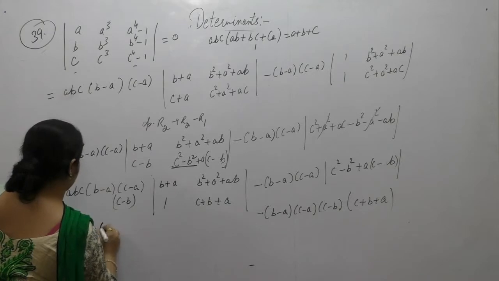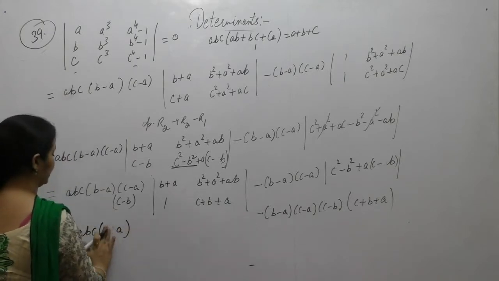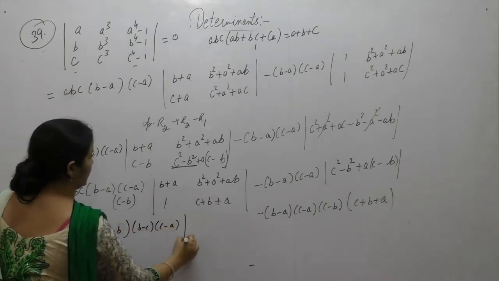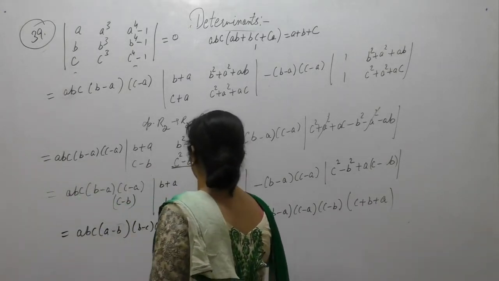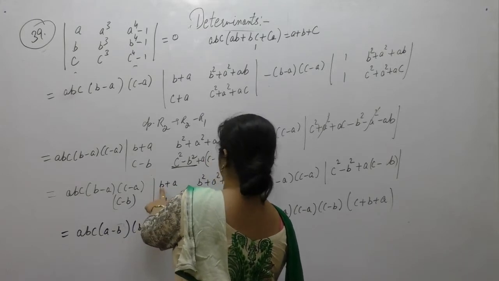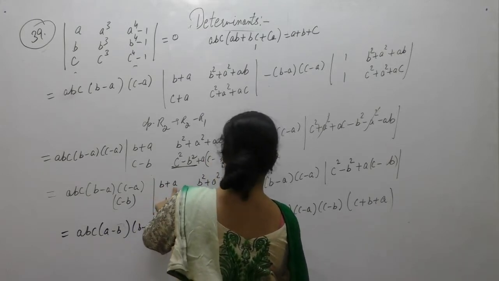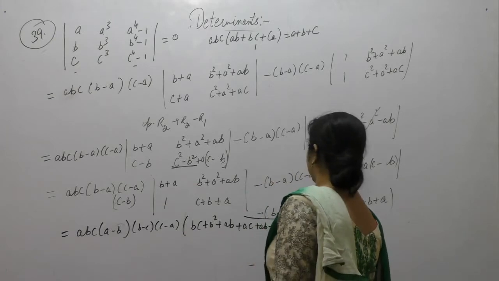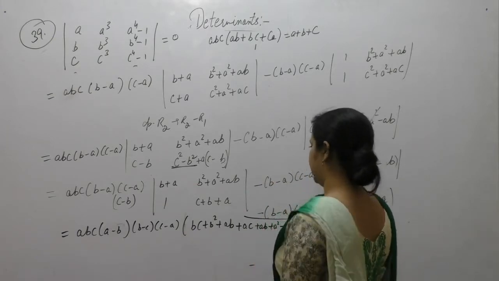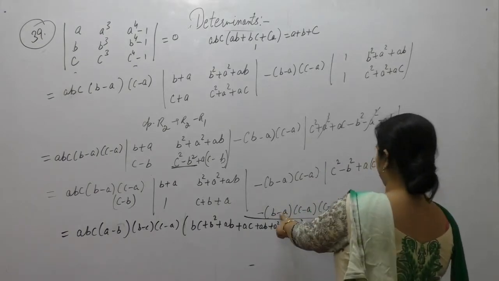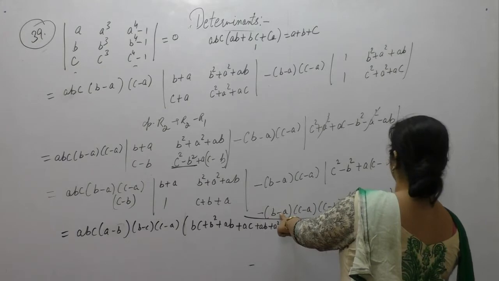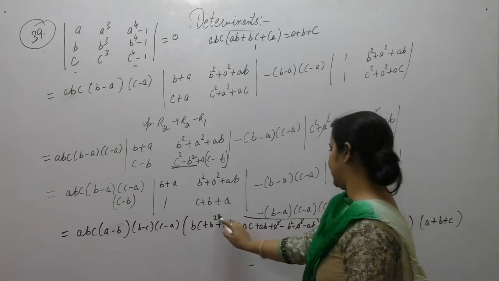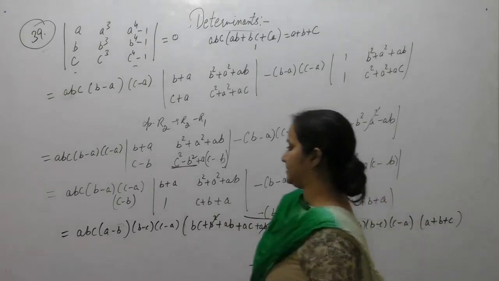A, B, C, B minus A, by taking negative common, it becomes A minus B, B minus C, C minus A. 1 into this, B into this. So B, C plus B square plus AB plus AC plus AB plus A square minus B square minus A square minus AB. Next term is minus, take negative common, A minus B, B minus C, C minus A, A plus B plus C. A square will get cancelled, B square will get cancelled, and AB will get cancelled.